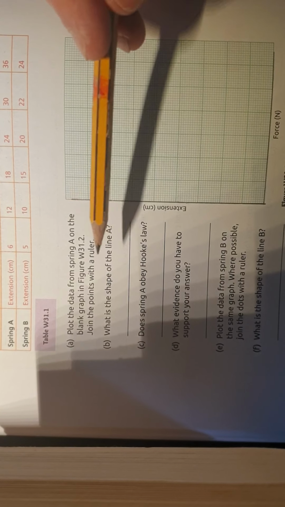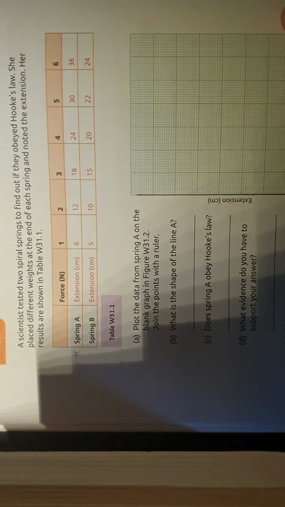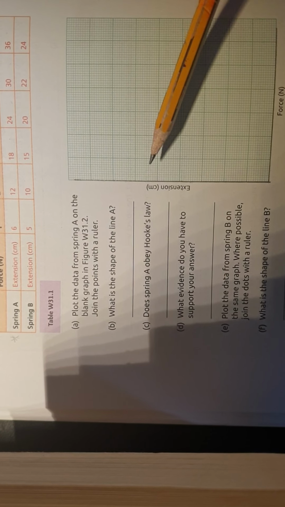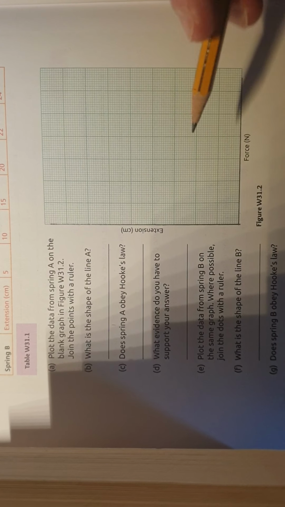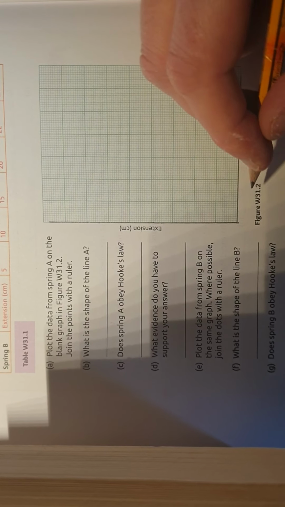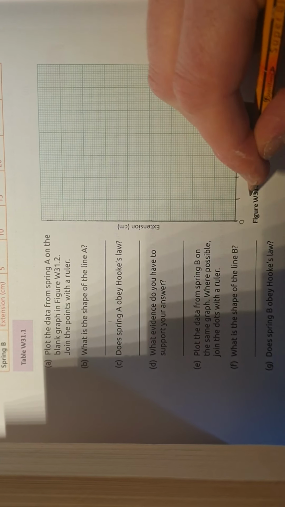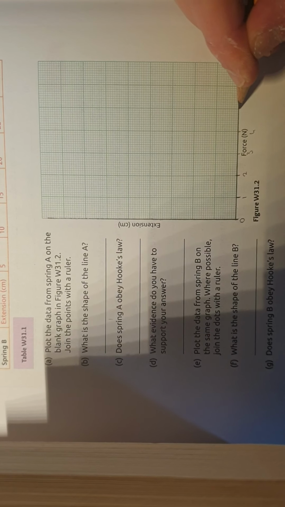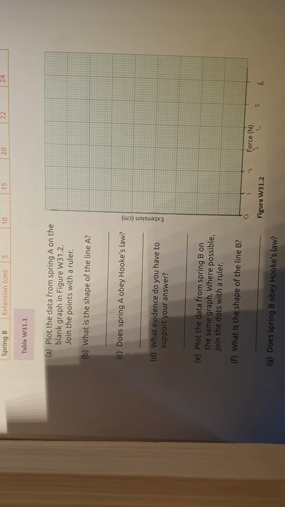Now it says I have to plot the data from spring A on the blank graph. So this is our actual data for A. So it's the first one here that we're looking at. And on the graph, it looks at the force that we're applying and then the extension. So I'm just going to fill in my axis here for spring A first of all. So the force is going on the bottom here. So I have force. I'm just going to go starting off with 0. Then I have 1, 2, 3, 4, 5, and 6 newtons. Okay, so I have all that filled in there.